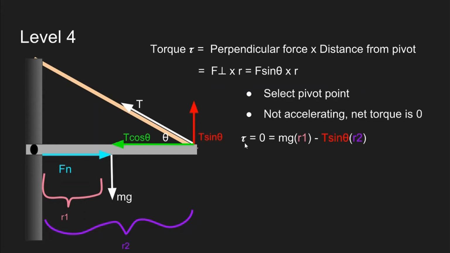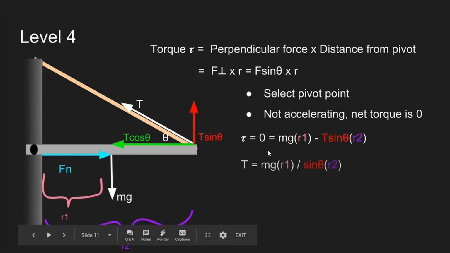Okay, anyways, this is going to be what we rearrange so we can find T. We can solve for T just by moving this over, then dividing by sine theta times R2. So this is going to be our tension in this problem. Alright, simple enough. Now we're moving on to the last question.